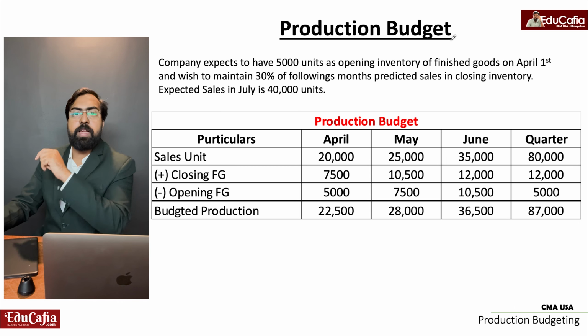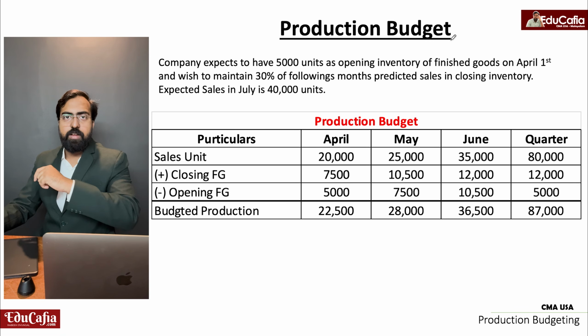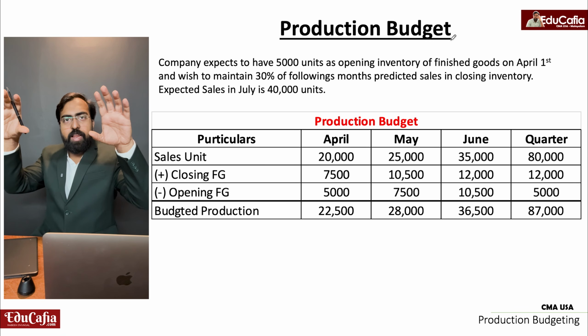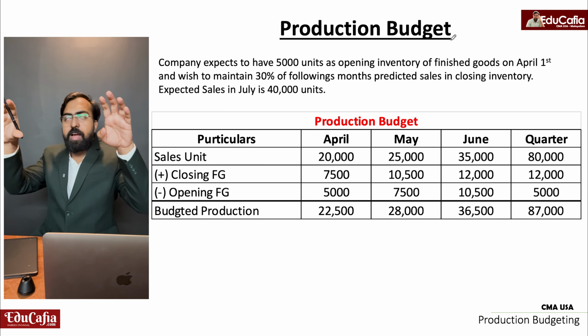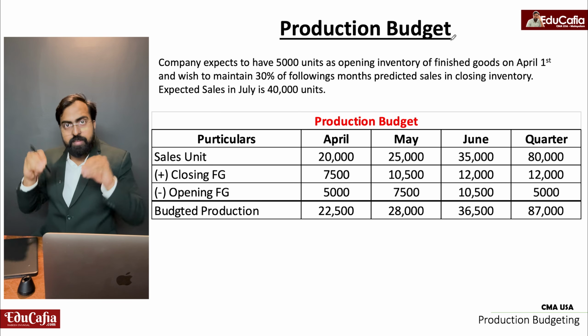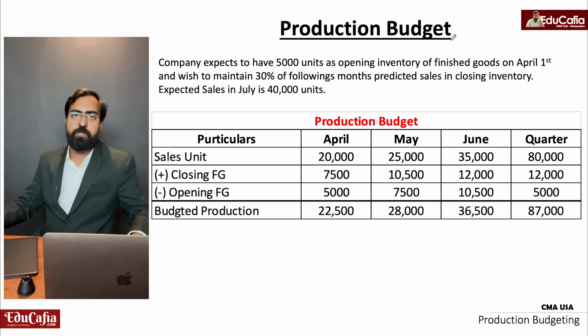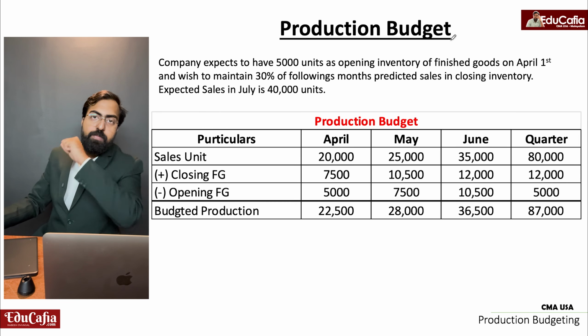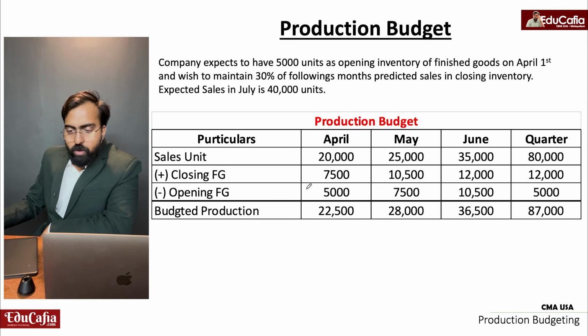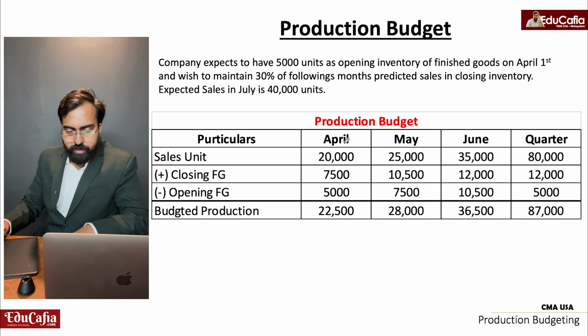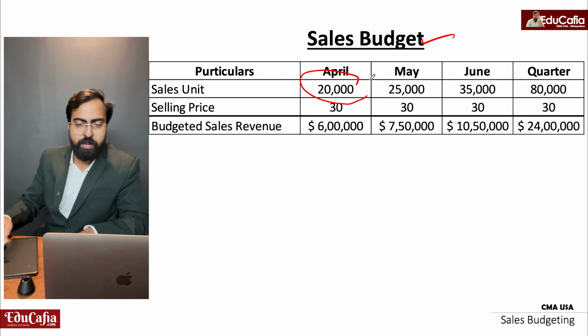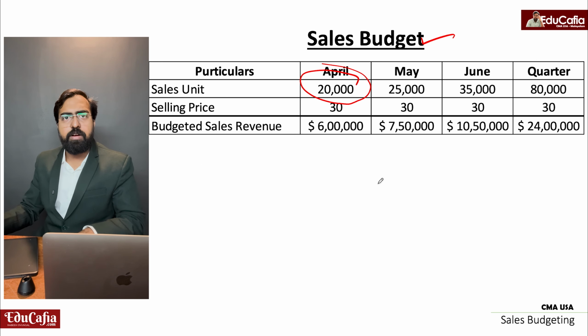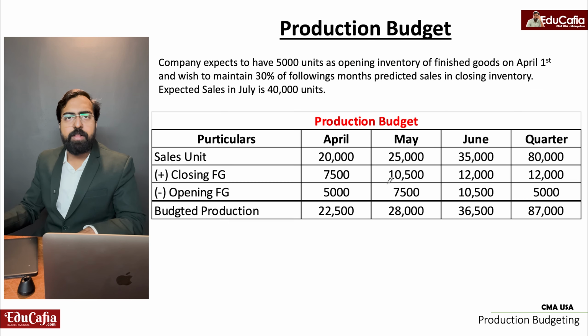Now we are going to prepare the production budget. We got the data: this much we have to sell, so that means this much we have to produce. How much we have to produce is the next step, and that is the production budget. If you want to sell this product in April, we should have this 20,000 with us in April, right?